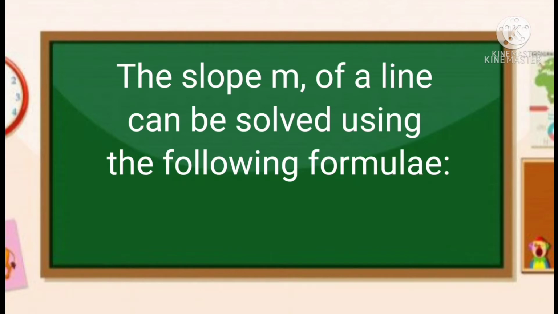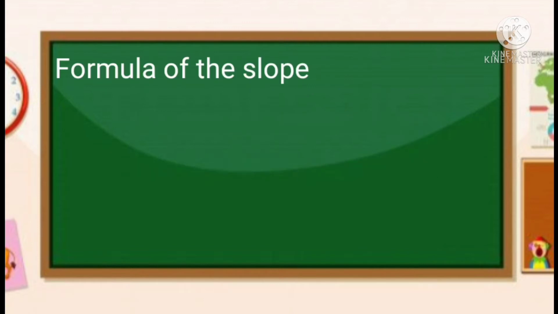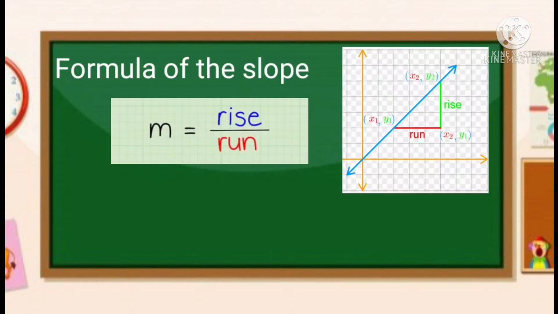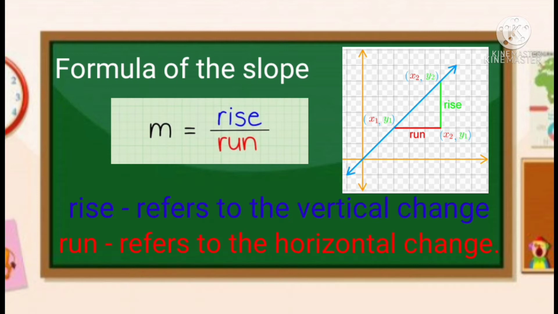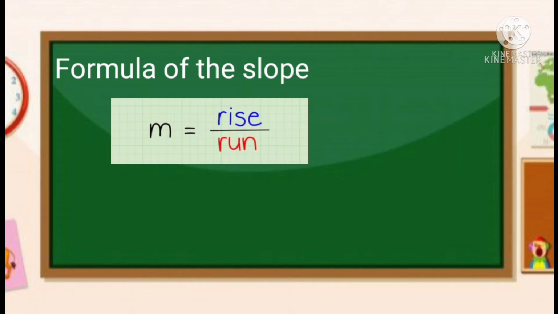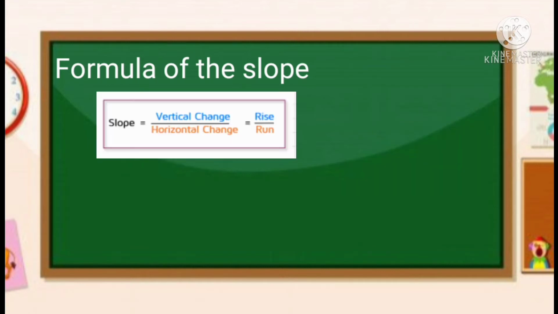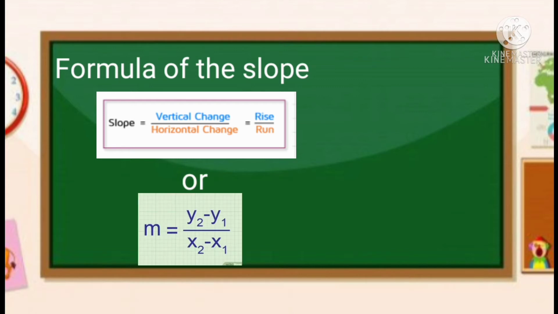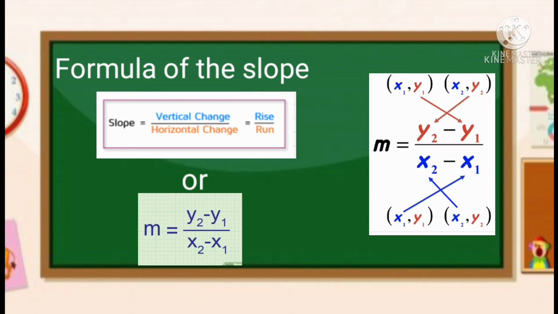The slope m of a line can be solved using the following formulas. First, slope m is equal to rise over run, where rise refers to the vertical change, whereas run refers to the horizontal change. The second formula is slope m is equal to change in y over change in x, or slope m is equal to (y2 minus y1) over (x2 minus x1).